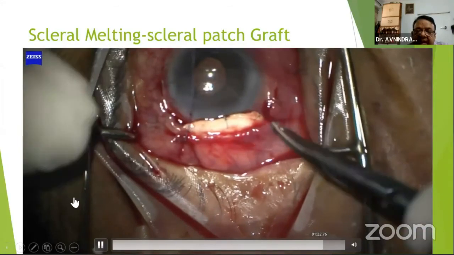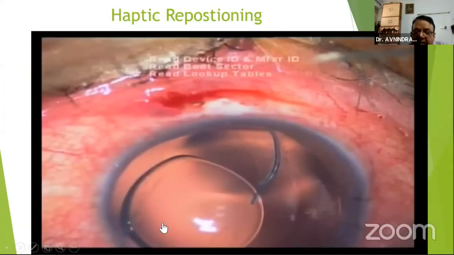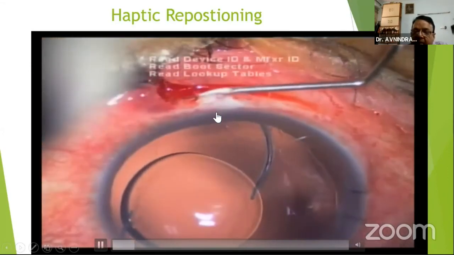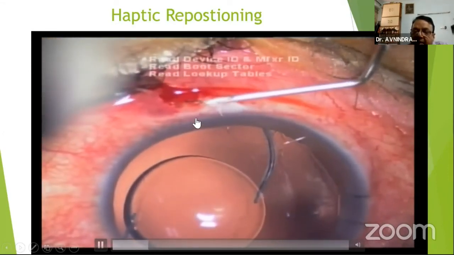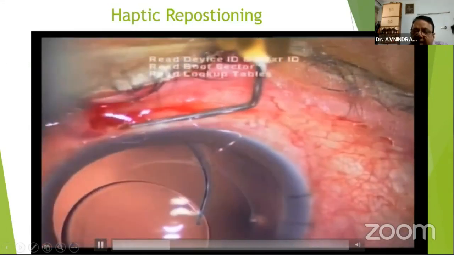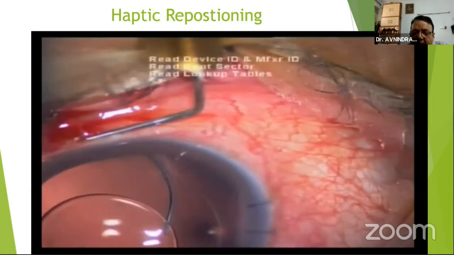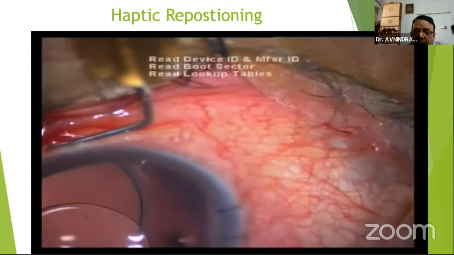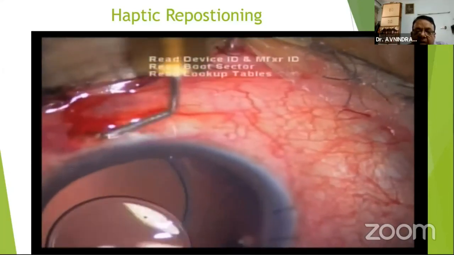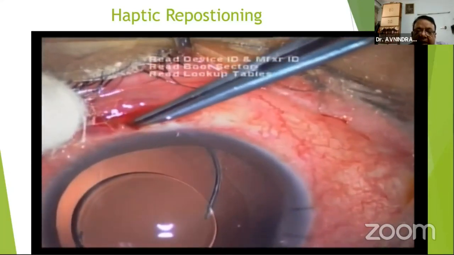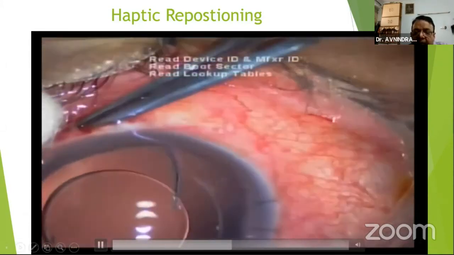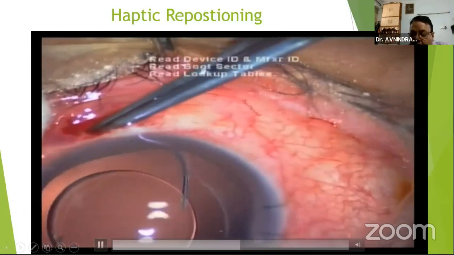Many times you will see there is an exposure of the haptic in these kinds of situations. You have to just open the conjunctiva and make another tunnel with the help of a 26 gauge needle, or many of us are now using a 2 millimeter knife. And this haptic is now internalized into this Scharioth tunnel, and then the conjunctiva is sutured.